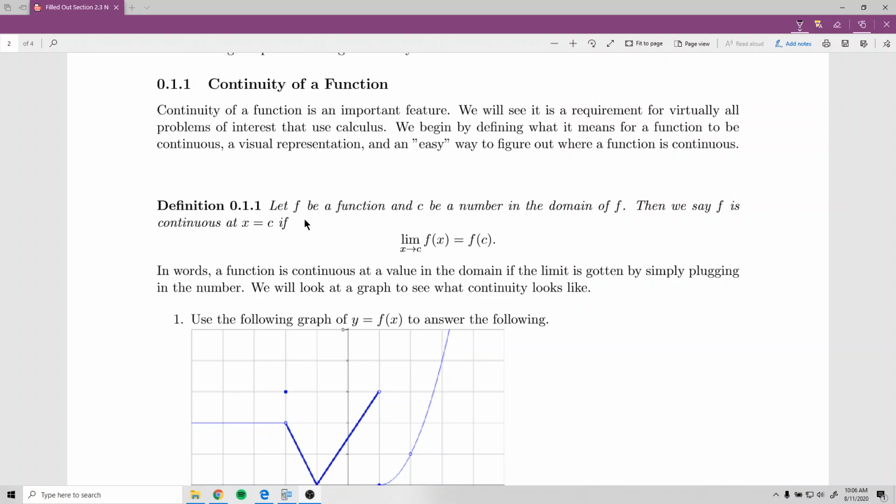So what we have here, it says let f be a function and c be a number in the domain of f, which means once again, we can just plug it in. Then we say f is continuous at x equals c if the limit as x goes to c of f of x equals f of c. So, we had examples before where this number for the limit was different than this number. To be continuous, we need them to be the same.